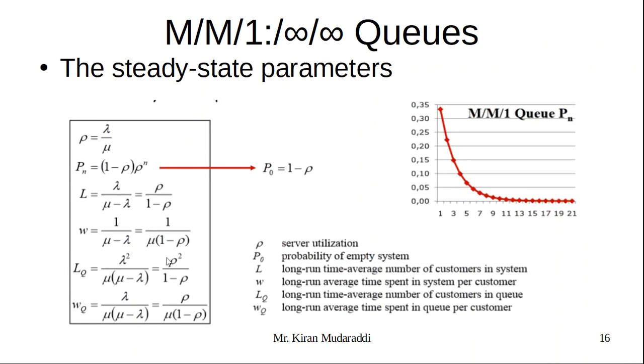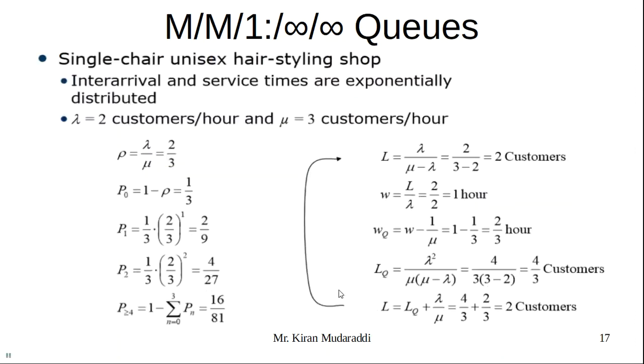These are also the formulas we need to remember while solving the problems. Similarly, how exactly we did with G/G/1. So these measure the performance of a system. Let us understand the given unisex hair styling shop. Here lambda is equal to 2 customers per hour and mu is given, that is 3 customers per hour. So rho is equal to lambda divided by mu, 2 divided by 3.